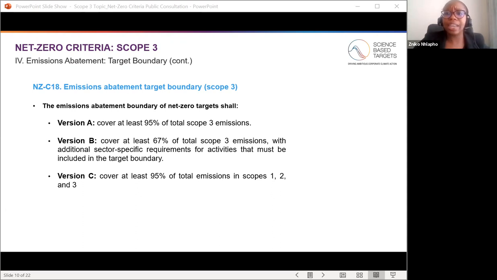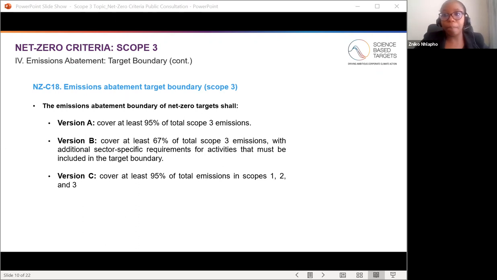And also to mention that the SBTi already has several sector-specific Scope 3 criteria that are currently active. For example, vehicle manufacturers must include all well-to-wheel emissions in a combined Scope 3 target boundary, and this includes emissions from the upstream production of fuels, and also emissions from the combustion of fuels during the use of the vehicle.